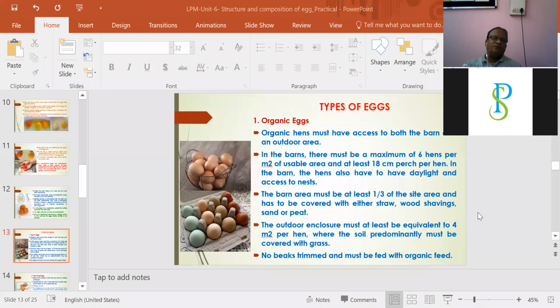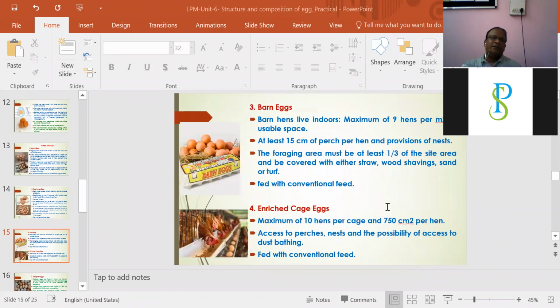Types of egg. There are so many types of eggs. Organic egg: when the birds are reared free range or in a house and given organic food, that is the organic type of egg. The second type is barn egg. It is a free range type of egg. Then there is the enriched cage egg, in which more cage space is given for more comfort of the hen.